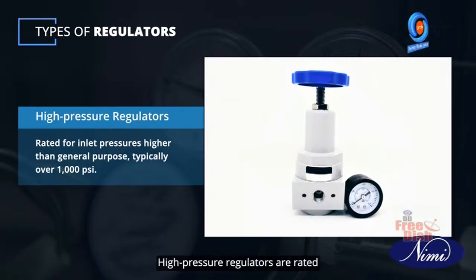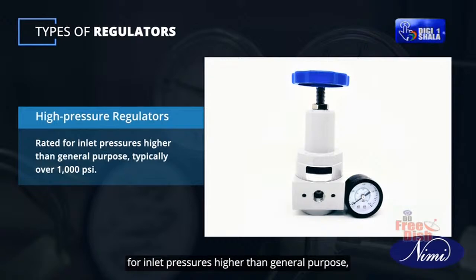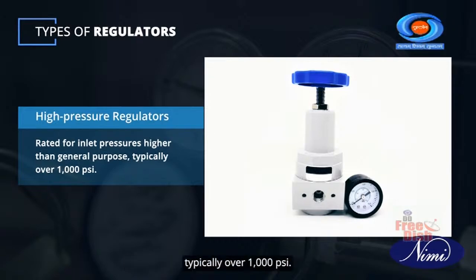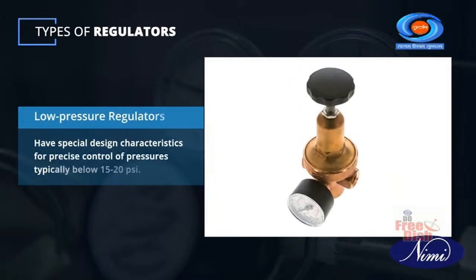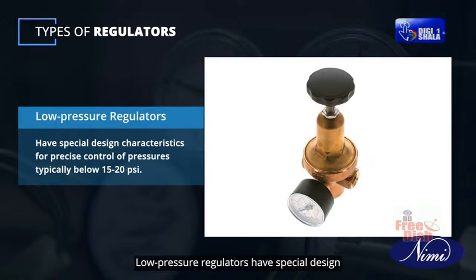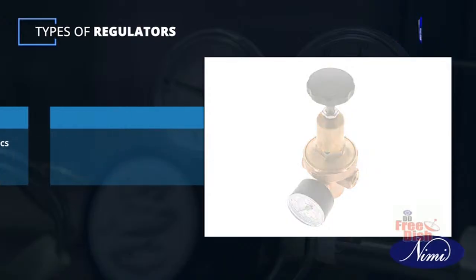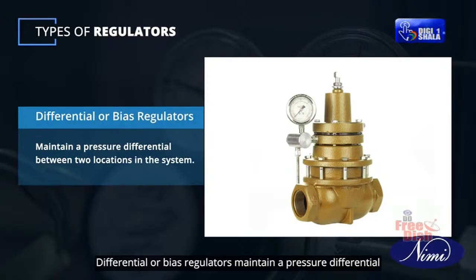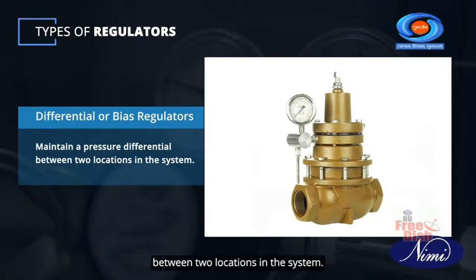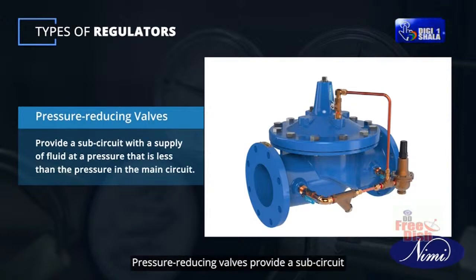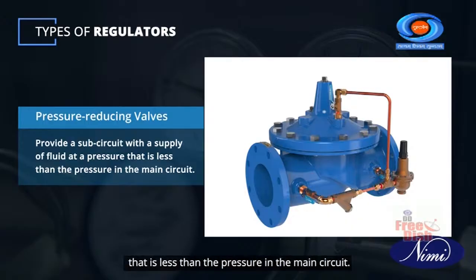High pressure regulators are rated for inlet pressures higher than general purpose, typically over 1000 psi. Low pressure regulators have special design characteristics for precise control of pressures, typically below 15 to 20 psi. Differential or bias regulators maintain a pressure differential between two locations in the system. Pressure reducing valves provide a sub-circuit with a supply of fluid at a pressure that is less than the pressure in the main circuit.